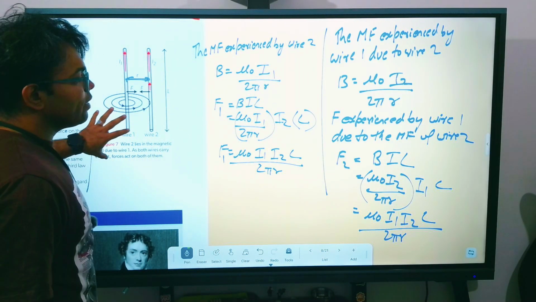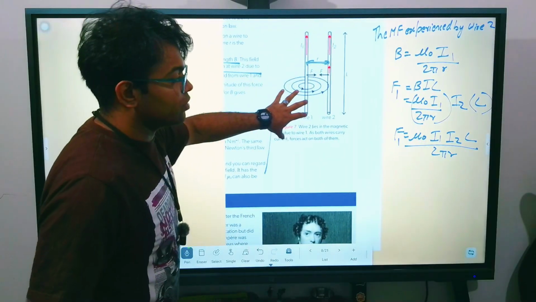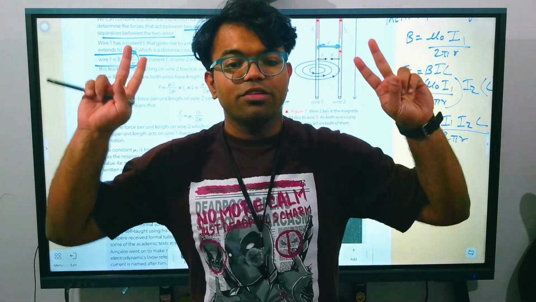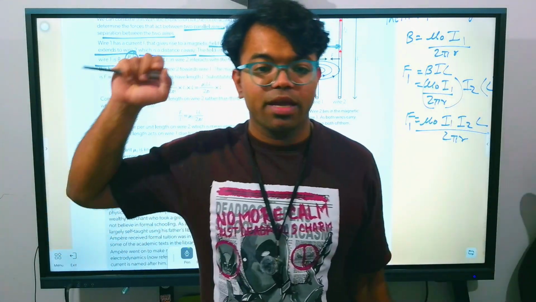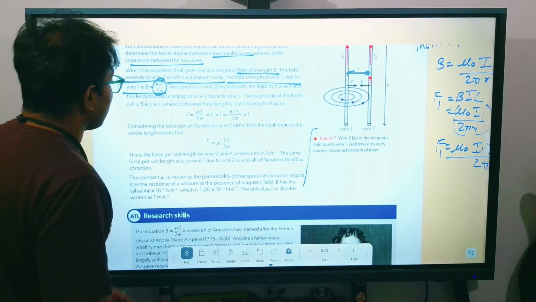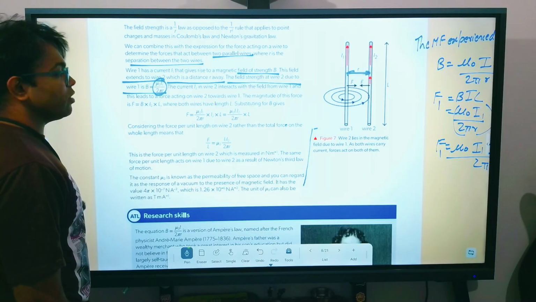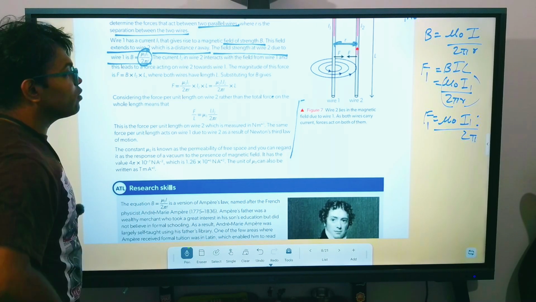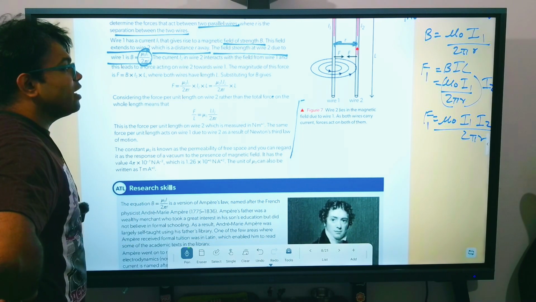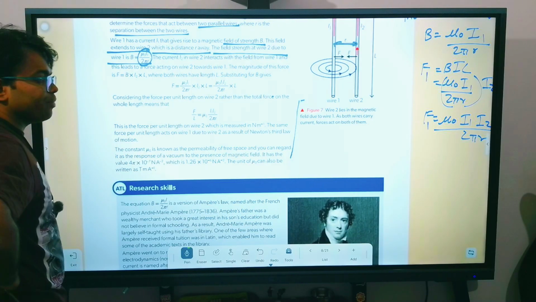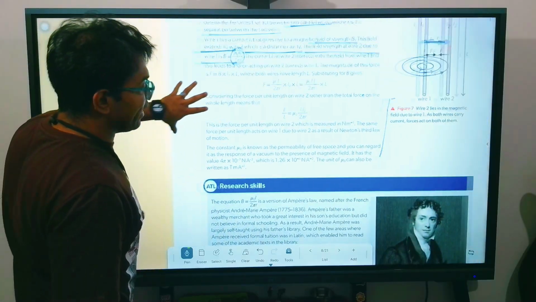Correct. Okay. Now, these two forces are responsible for bringing both the objects together, right? Now, let's see what is happening due to this. Now, consider the force per unit length on wire 2 rather than the total force on the whole length.